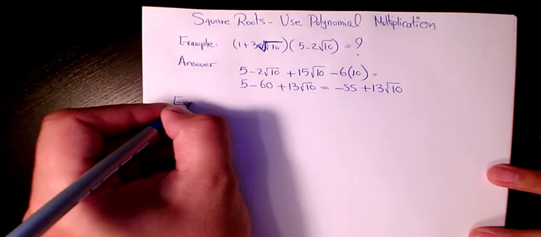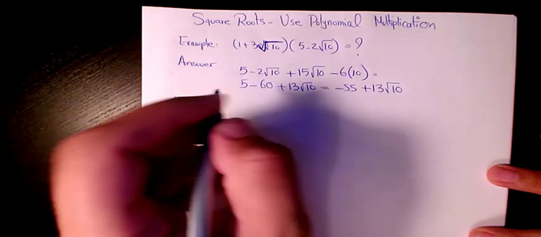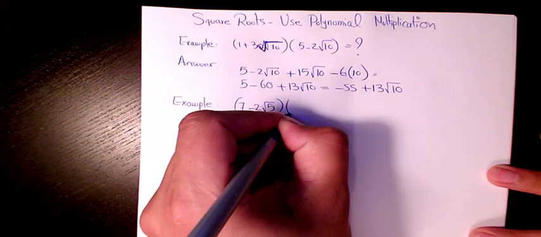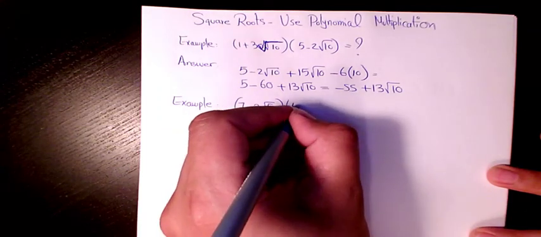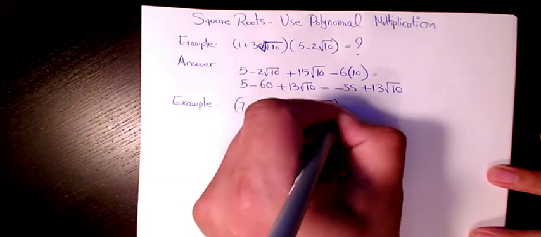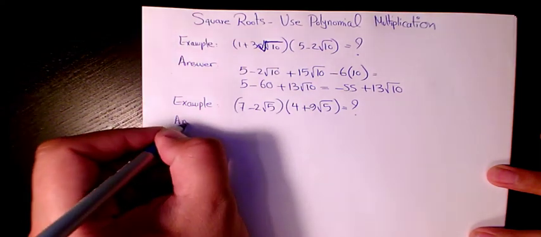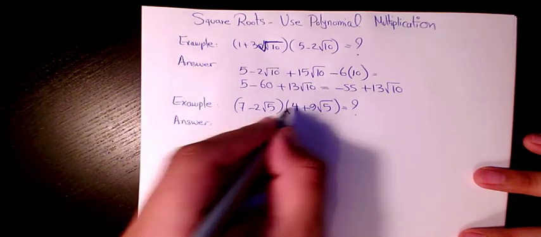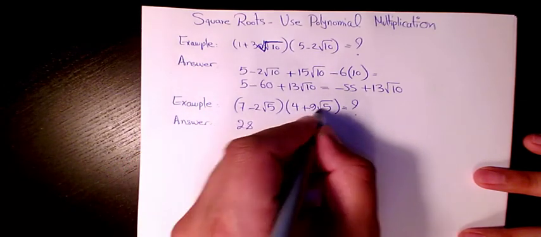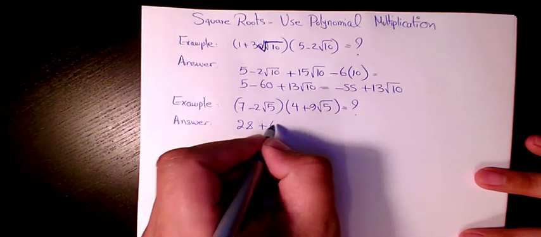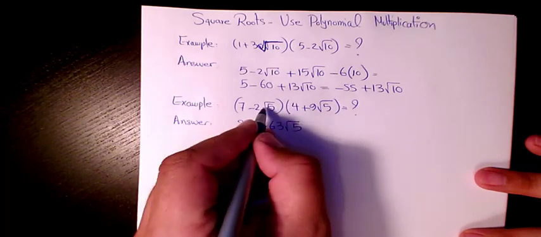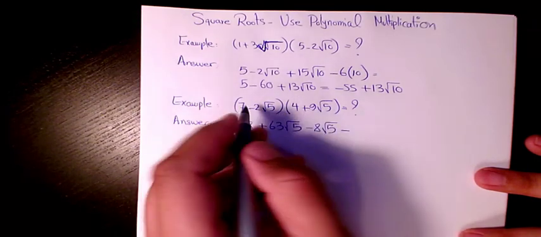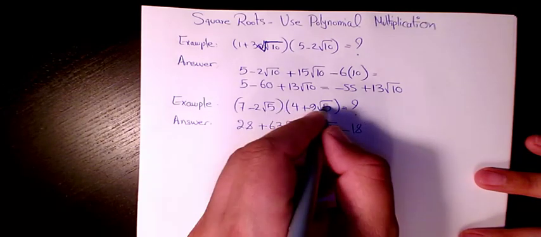Next example is 7 minus 2 root 5 times 4 plus 9 root 5. Answer is 7 times 4 is 28. 7 times 9 root 5 is 63 root 5. 4 times negative 2 root 5 is negative 8 root 5. And then negative 2 root 5 times 9 root 5 is negative 18 times root 5 times root 5.